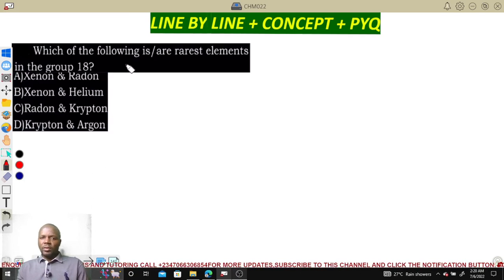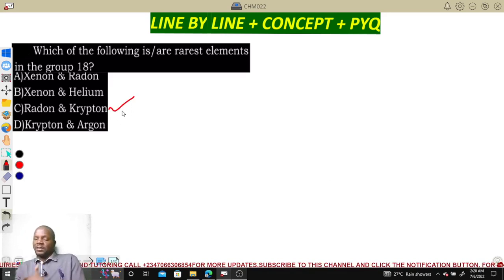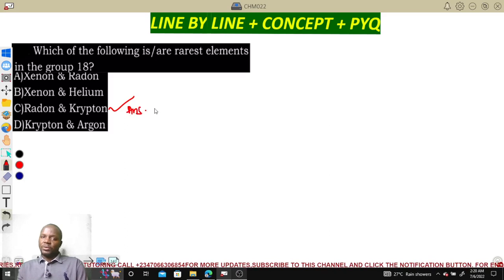The next one. Which of the following is or are the rarest element in group 18? I told you the rarest element in almost all the groups should be the last two members. But in this case, it is what? Radon and krypton. Please note that. Oganesson is not there because oganesson is a man-made radioactive substance. Please note that. So this is the answer. Radon and krypton are the rarest elements of the noble gases. You can keep that in mind.